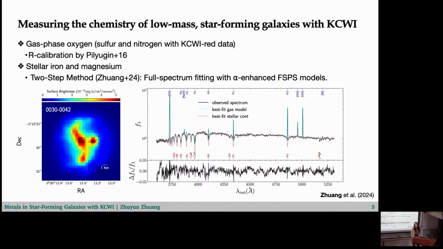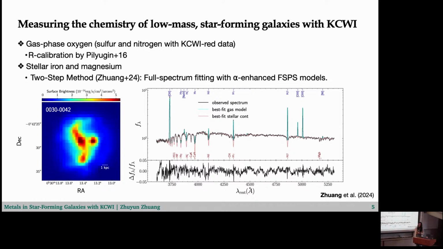This is because for now, we want to maximize the data quality and figure out the best way to do such abundance measurements. For the gas phase oxygen abundance, it's quite straightforward. We make use of the strong-line calibrations from the empirical relations derived from HII regions. But for the measurements of the iron and magnesium abundance, it's much more complicated. It turns out that with all the existing stellar population synthesis models, we cannot derive magnesium and iron in star-forming galaxies directly by fitting the entire spectrum. So we had to come up with a new method, which we call the two-step method.